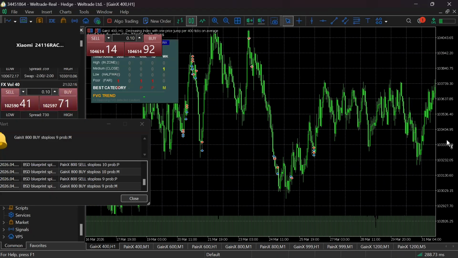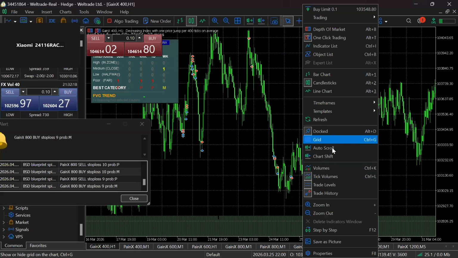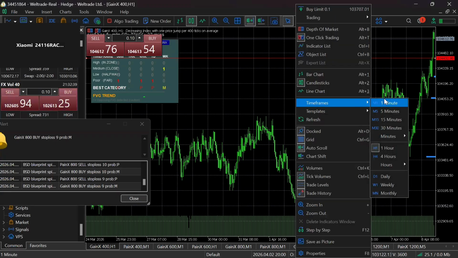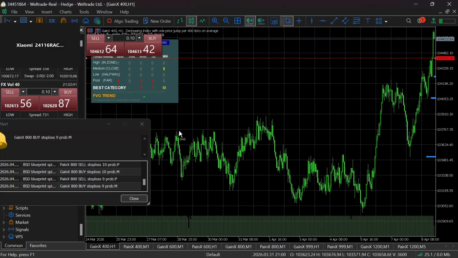Remove auto scroll and then chart shift. What do you mean by chart shift? You shift the charts to be at the end or in the middle so that we can see the zones. When the chart is at the end of the screen, you can see the zones clearly, the blue and the red zones. And that is what I want to discuss a little bit in the next like 5 minutes.